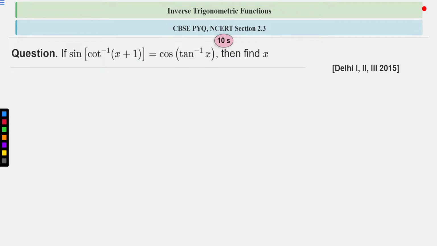So you have 10 seconds to solve or think about this question. After that, we will discuss the solution part, right?